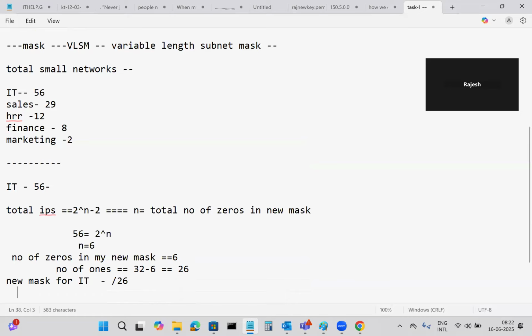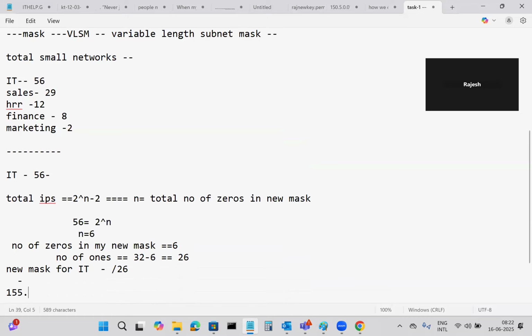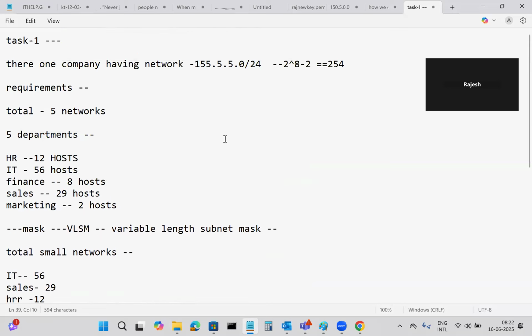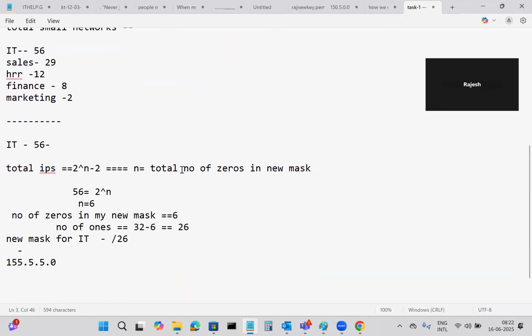So whatever network is provided, which is 155.5.5.0, correct? This big network is given. So my network for the IT department will be 155.5.5.0/26, with 26 as the mask. Now, how many IPs are we going to get, the first IP, the last IP? We'll use the same concept. So let's write down the total number of IPs. Total IPs will be 64 minus 2, so 62 IPs will be there.